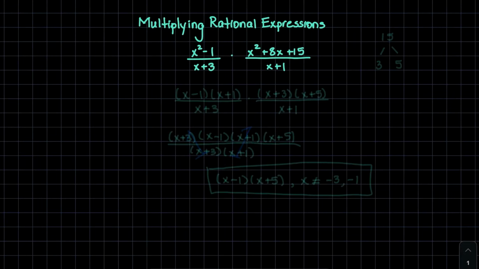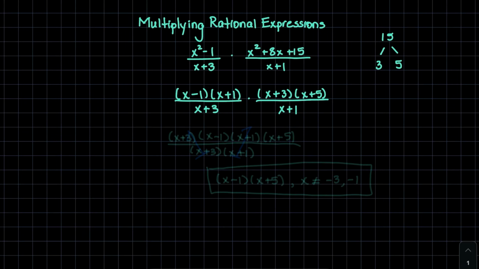Okay, in this example, everything appears to be in standard form, so I can go ahead and factor everything first. X squared minus 1 is a difference of two squares. It factors to x minus 1, x plus 1. X plus 3 is prime. X squared plus 8x plus 15 is a quadratic trinomial, so I need two numbers that multiply to 15 but add to 8: 3 and 5. So it's going to factor to x plus 3, x plus 5, all over x plus 1, which is prime.